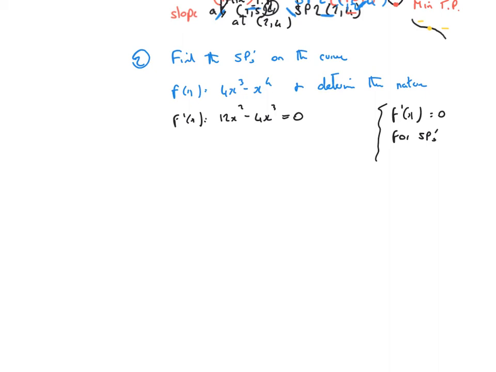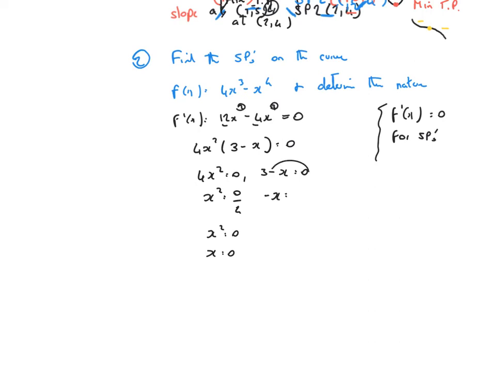So take out a highest common factor. From 12 and 4 I can take 4. From x squared and x cubed I can take x squared, so 4x squared. 4x squared times what gives me 12x squared? That's 3. 4x squared times what gives me 4x cubed? That's x. So I've got 4x squared times (3 minus x) equals 0. X squared equals 0 divided by 4, so x squared equals 0. Square root of 0 is 0. And then I've got minus x equals minus 3, and x equals 3.